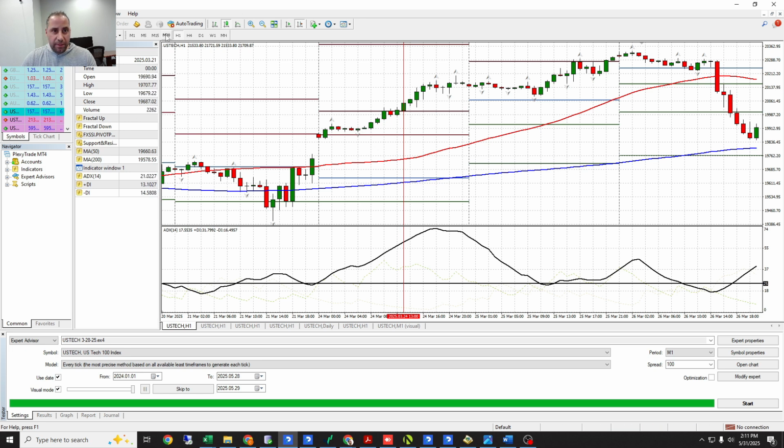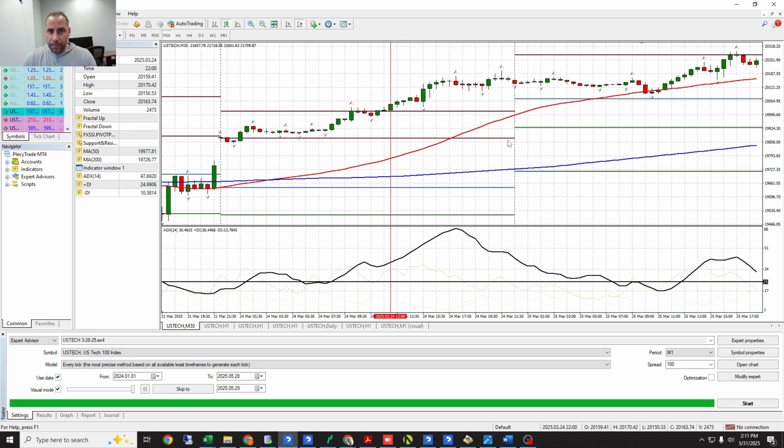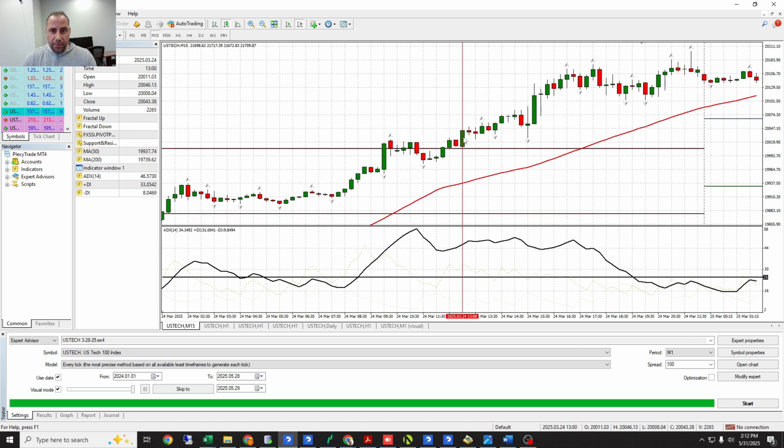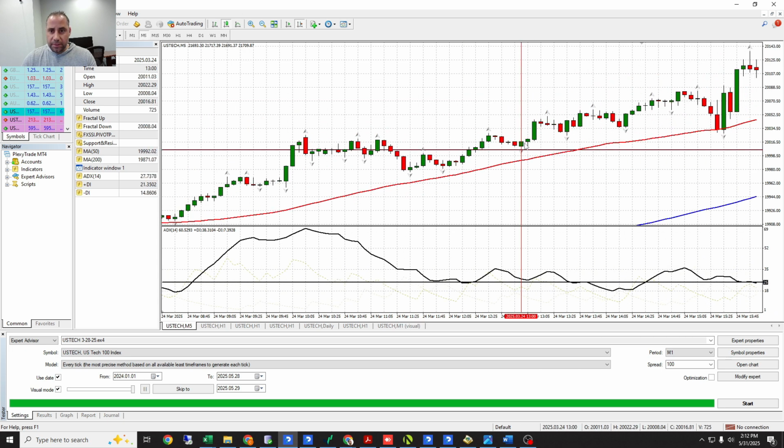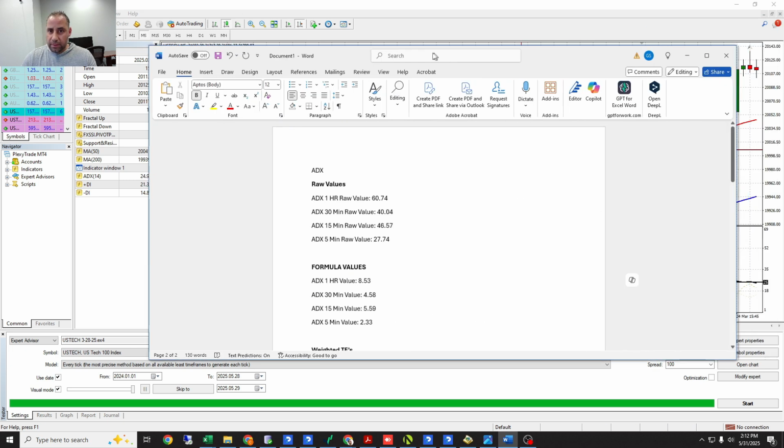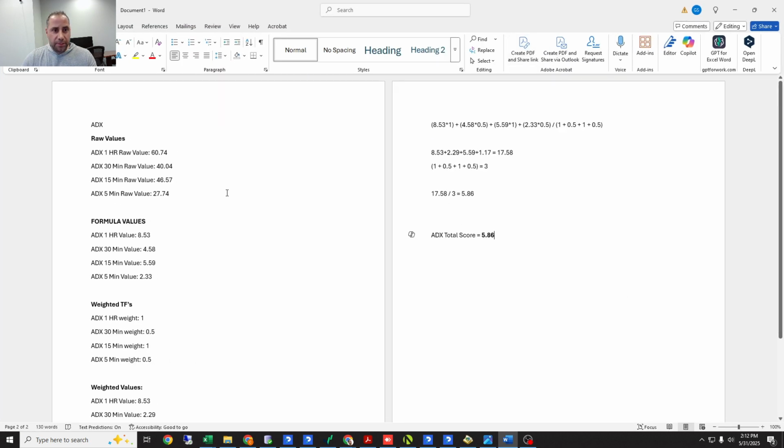Keep that in mind. Now, the 30-minute time frame has a value of 40.04 at that exact time that we had before. On the 15-minute time frame, the value is 46.57, and on the 5-minute, that value is 27.74. I've written these down over here for you so you understand it.